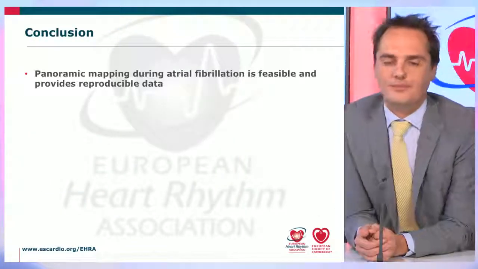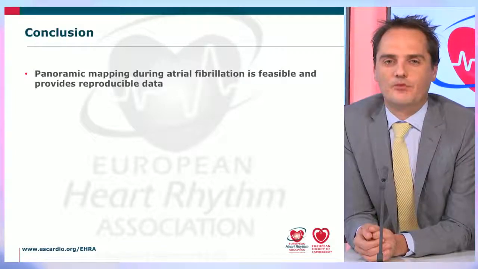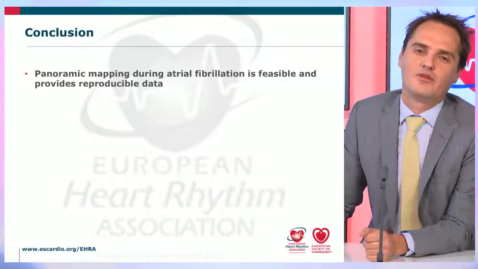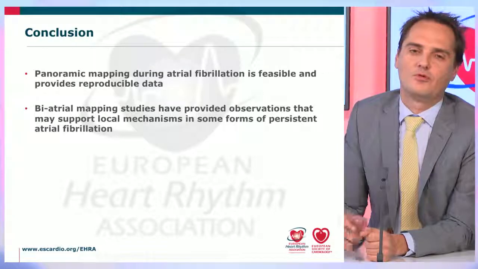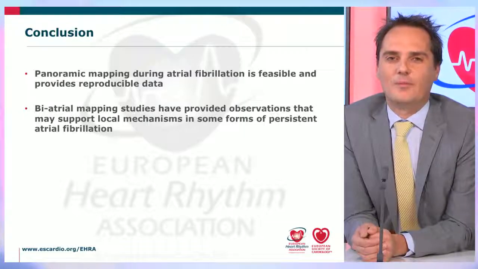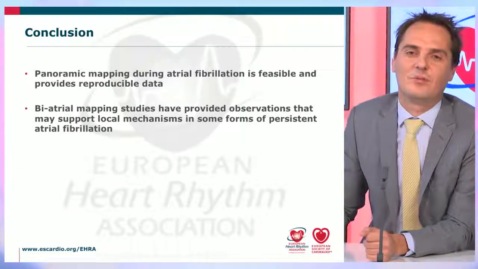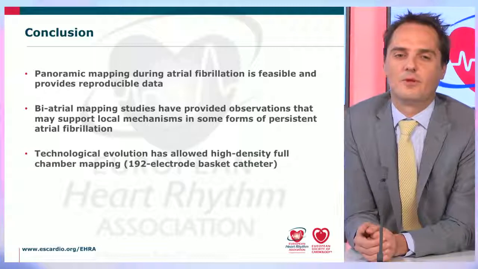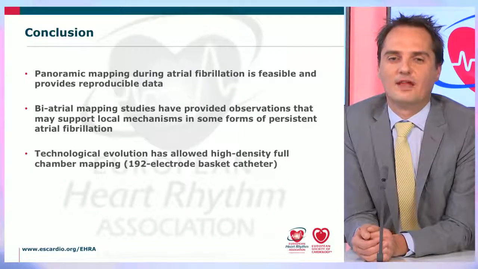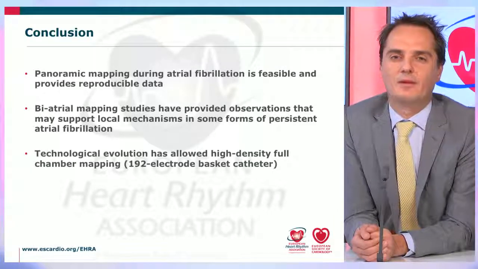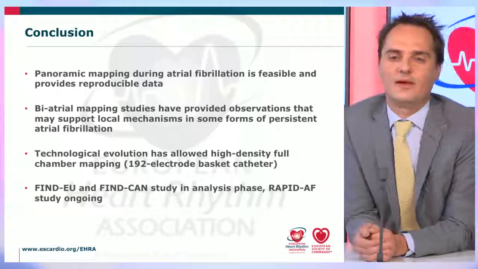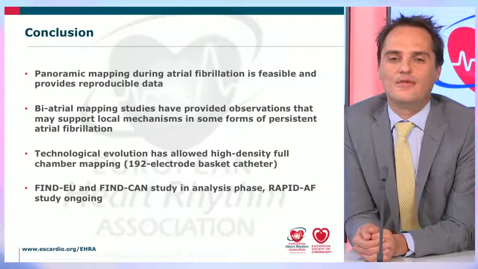So in conclusion, I think our data supports the observation that we can perform panoramic mapping during atrial fibrillation, that it is feasible and provides reproducible data. Biatrial mapping studies have provided observations that may support these truly local mechanisms, spatially stable mechanisms in some forms of atrial fibrillation. Technological evolution has allowed high-density full-chamber mapping today with the 192 electrode basket catheter, and the FIND-EU and FIND-CANT studies are in the analysis phase.